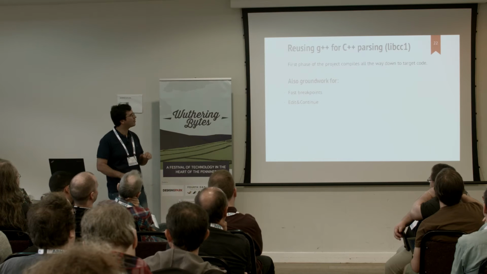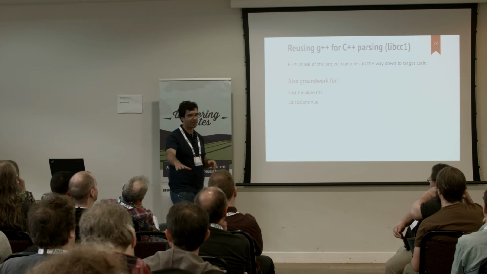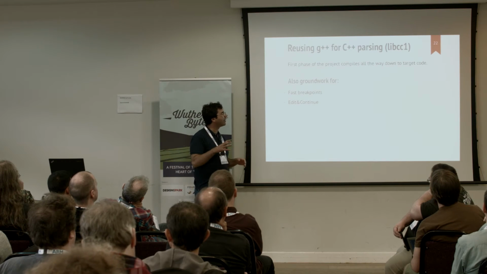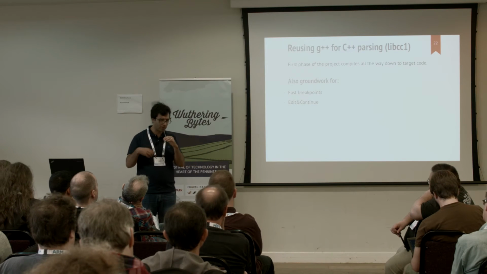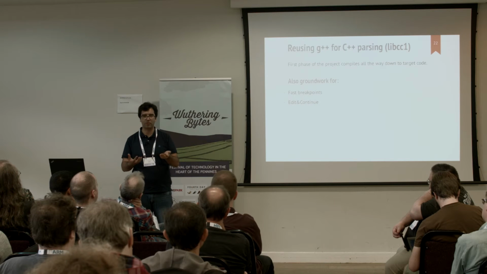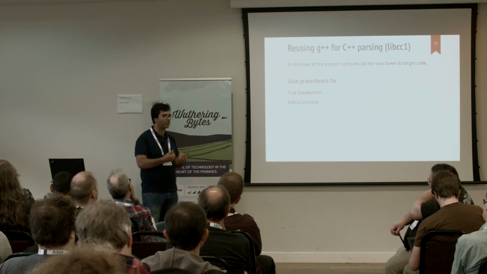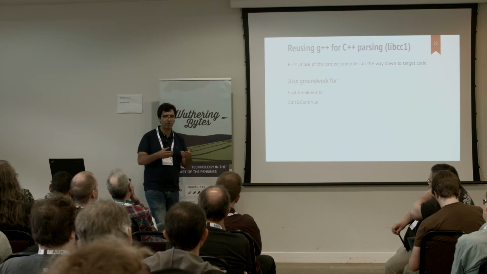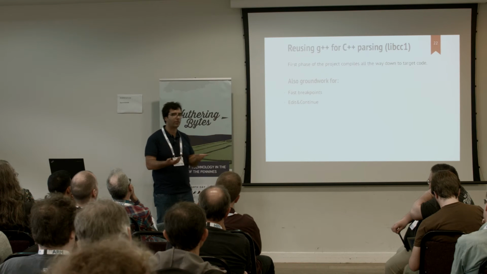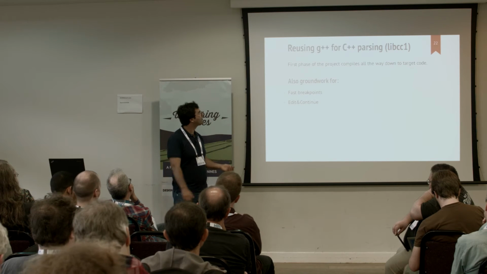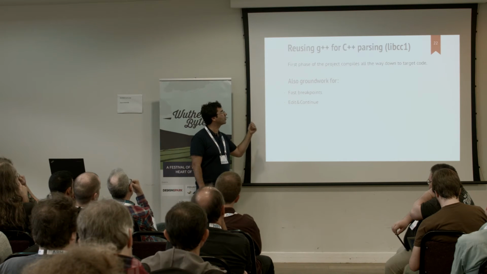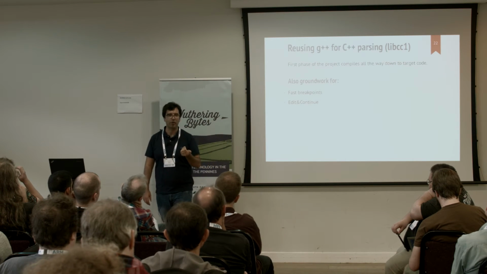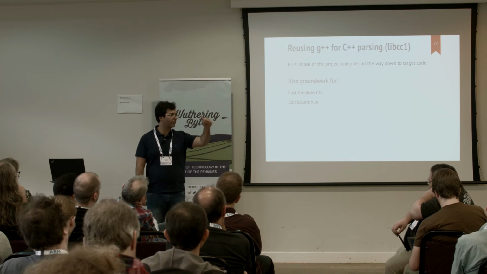So the first phase of the project compiles all the way down to target code, and it's not ideal because we want to make use of this also for core debugging or even to debug call expressions before running the program. And you can't do that if our program is not running, of course. But it's also useful groundwork for features like fast breakpoints and edit and continue. Because in these cases, you actually want to compile to code directly.